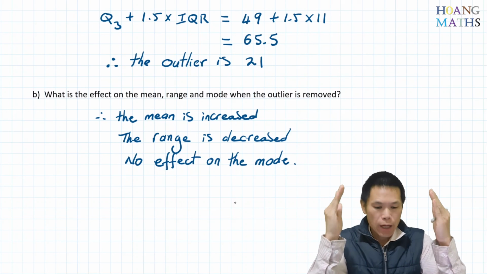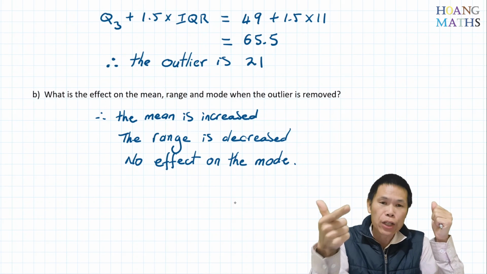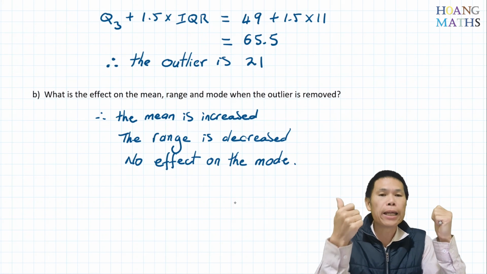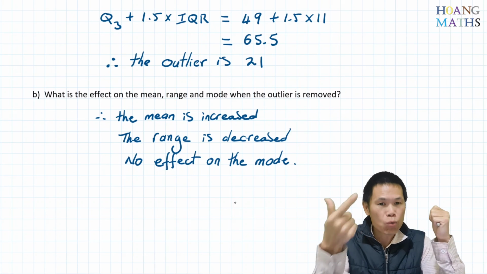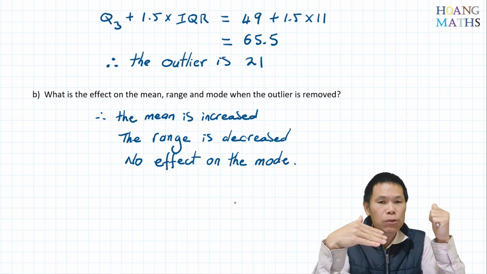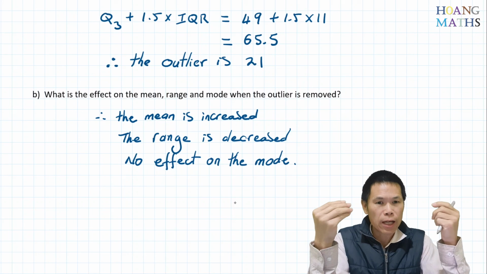Of course, you can also use the calculator to work out the old mean, which is with 21, and the new mean, where you remove 21. Then you work out the range for the old set of data and the new set as well, and then work out the mode, and you see the difference and can answer from there if you like.